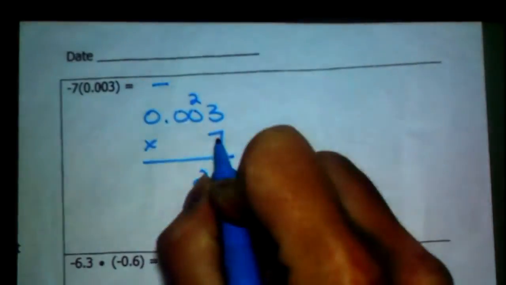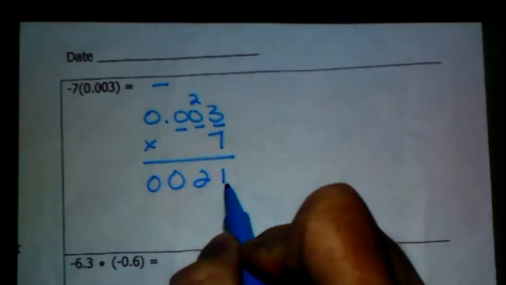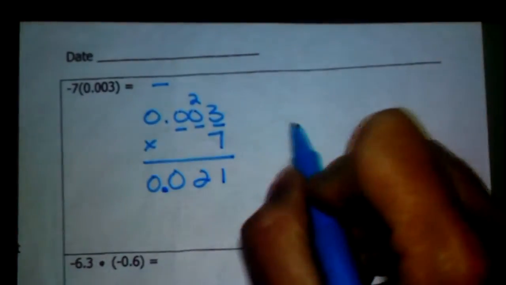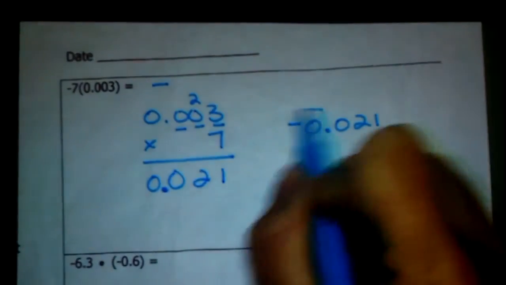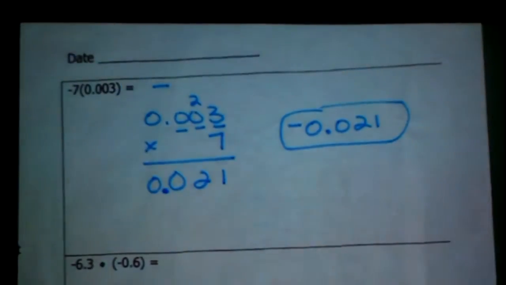7 times 3 is 21. 7 times 0 is 0 plus 2 is 2. 7 times 0 is 0. 7 times 0 is 0. In the problem, there are 1, 2, 3 digits behind the decimal point. That means in my solution, I need 1, 2, 3 digits behind the decimal point. Also note, this should be a negative result. So our answer should be negative 21 thousandths.